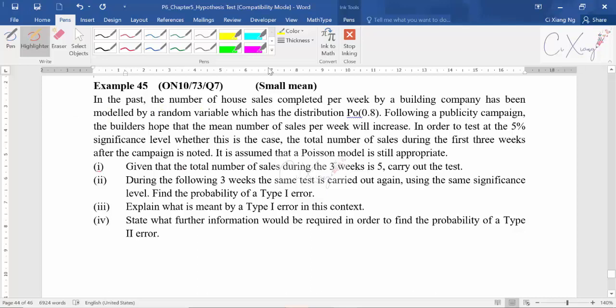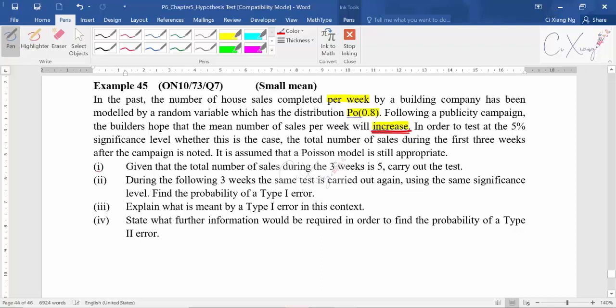Okay, so in the past, the number of house sales completed per week by a building company has been modeled by a random variable which has distribution Poisson 0.8. Okay, so this is for per week, the number of house sales. Following a publicity campaign, the builders hope that the mean number of sales per week will increase. So the word increase gives you a hint about the alternative hypothesis.